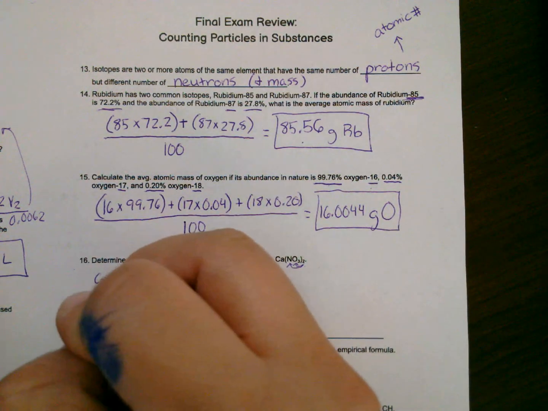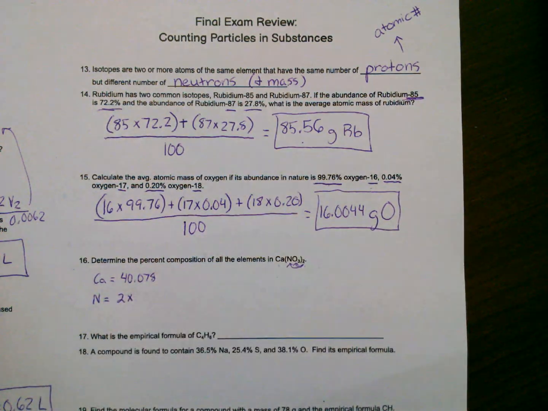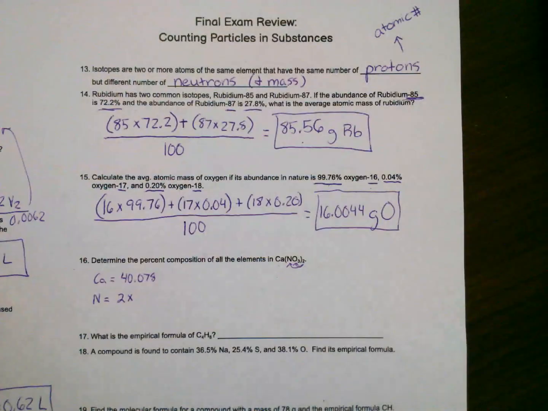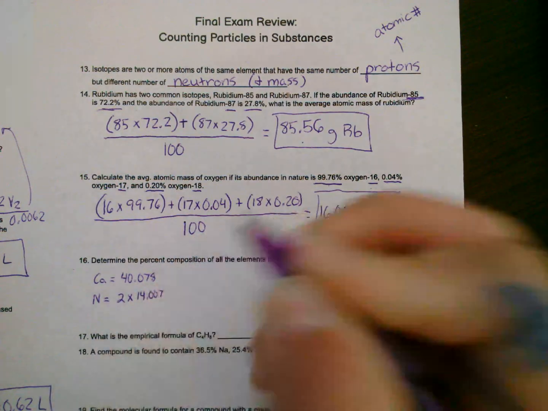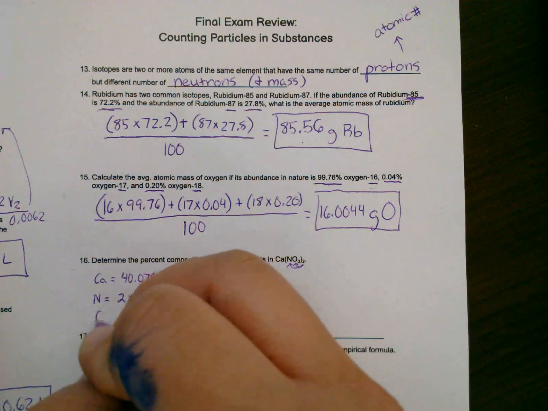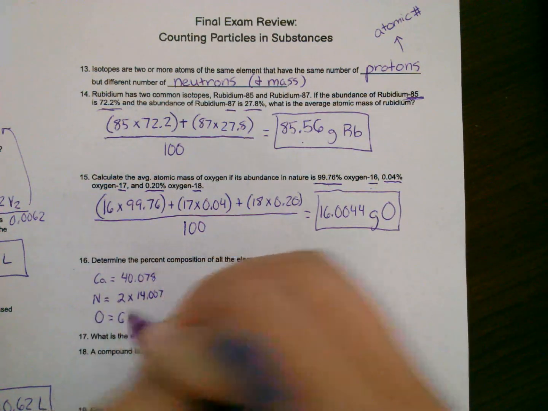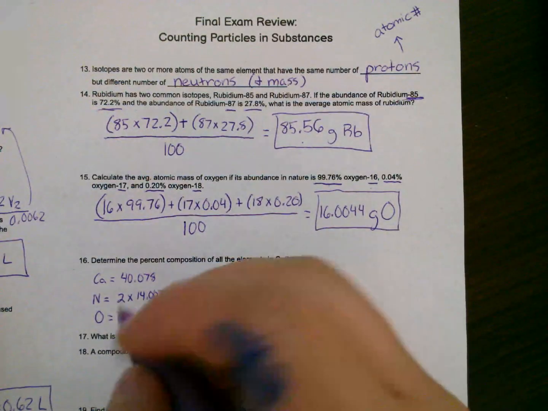Nitrogen is 2. So we're going to do 2 times the mass of nitrogen, which is 14.007. And then oxygen, again, 3 times 2 is 6. So that's 6 times the mass of oxygen, which is 15.999.